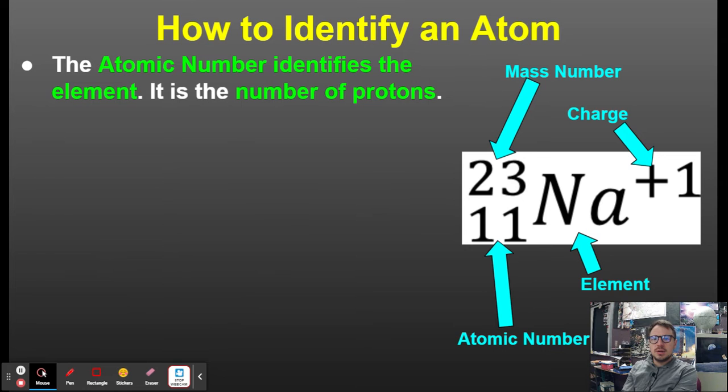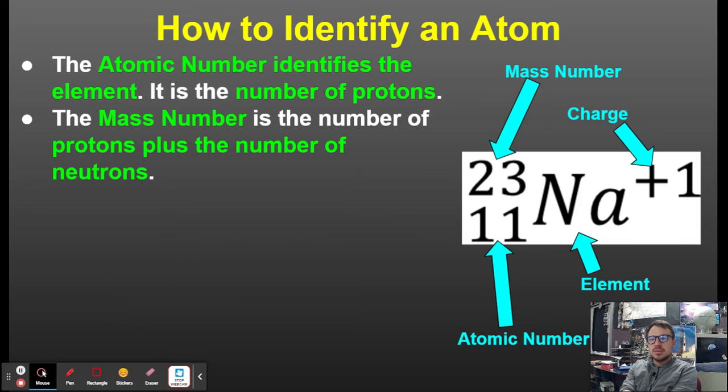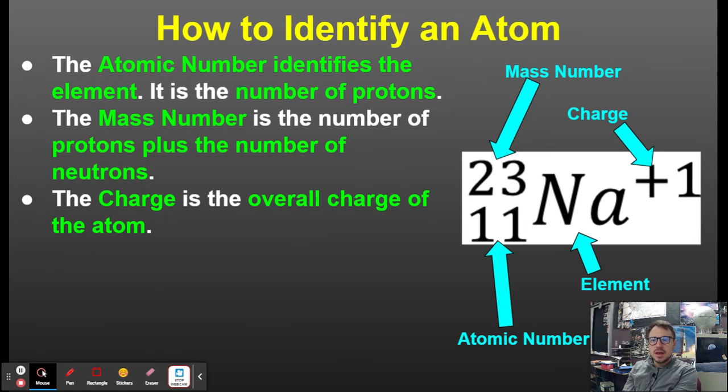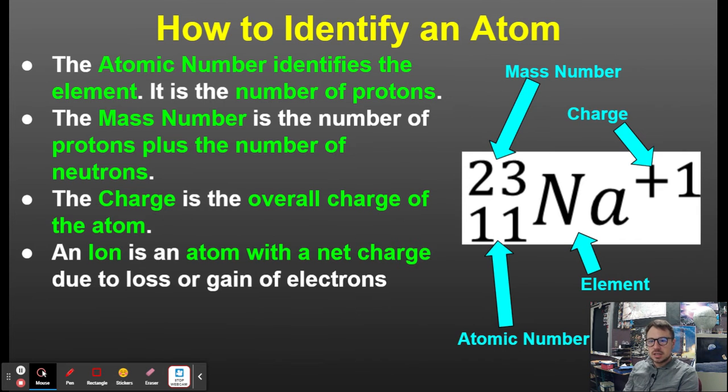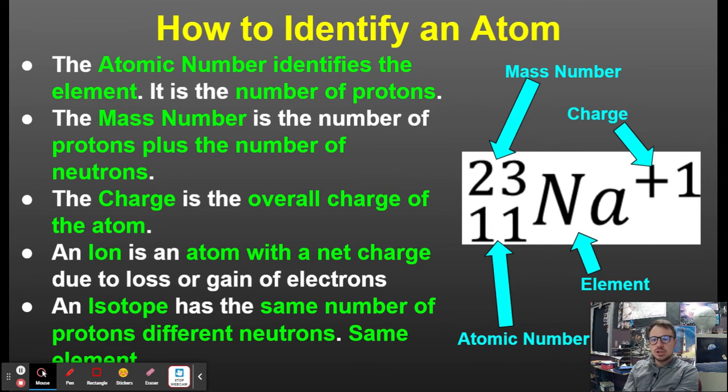So the atomic number identifies the element. It is the number of protons. That's the bottom number there. The mass number is the number of protons plus the number of neutrons, and you can see that it's the top number there. Now the charge is the overall charge of the atom, and that's the top right. That just tells you the balance between protons and electrons. An ion is an atom with a net charge due to loss or gain of electrons. And an isotope has the same number of protons but a different number of neutrons. It's the same element though.